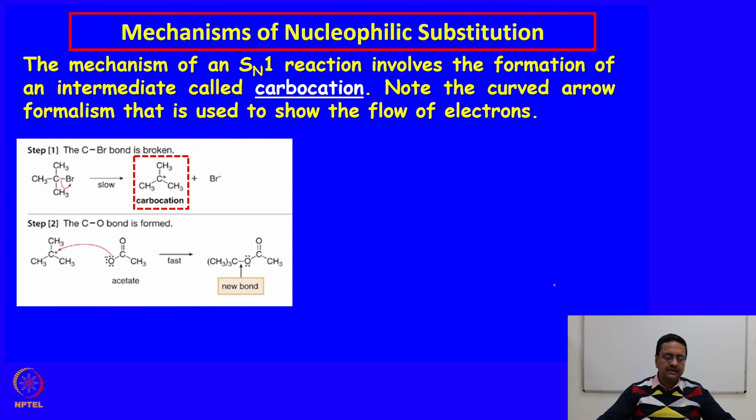The mechanism of SN1 reaction involves the formation of an intermediate called a carbocation.